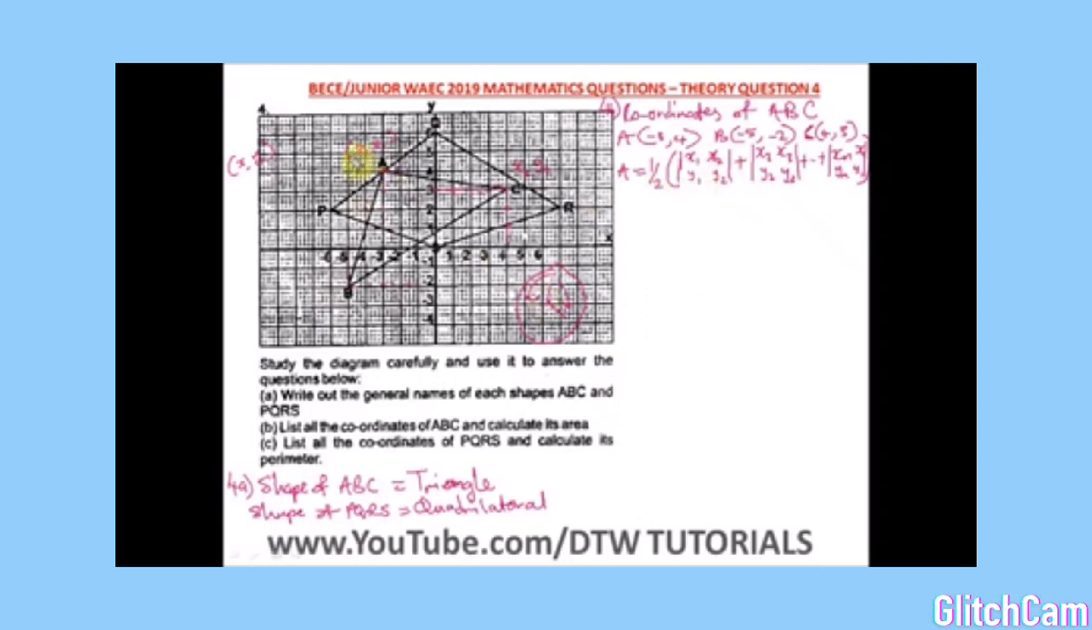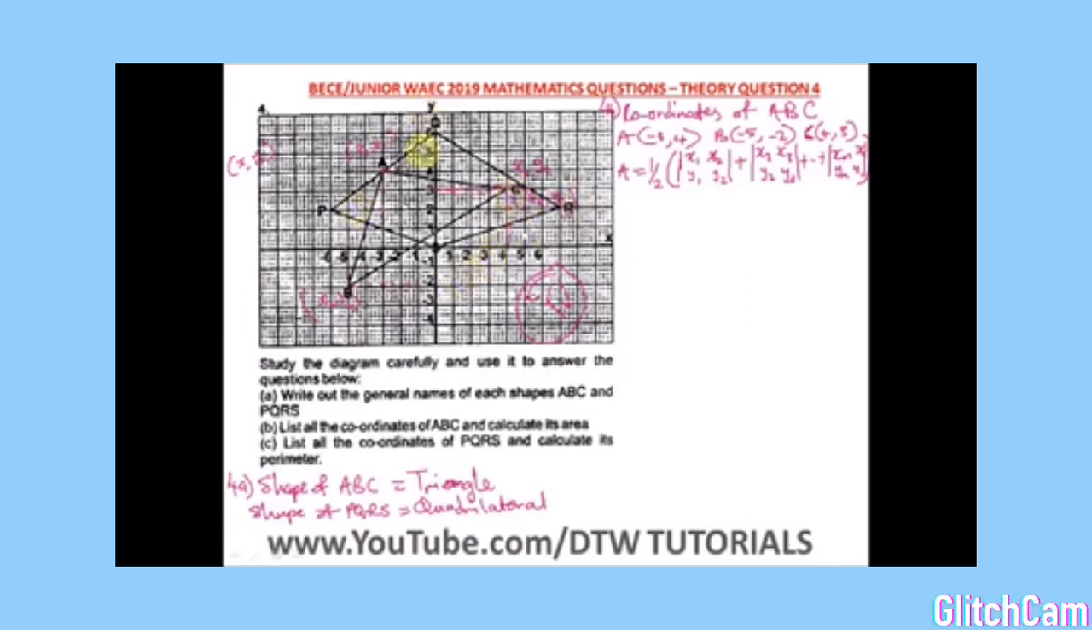So we have to move here. If this is x1, y1, this will be x2, y2, and this will be x3, y3. Do you understand? And this C will be x3, y3.